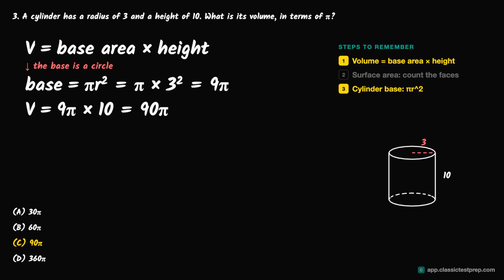So that's answer C. Now, were you at all tempted to take 360 pi? If so, that's because you fell for the trap, which comes from using the diameter for the area of the base, which is 6, instead of the radius. That's a common ACT distractor, so watch out for that.